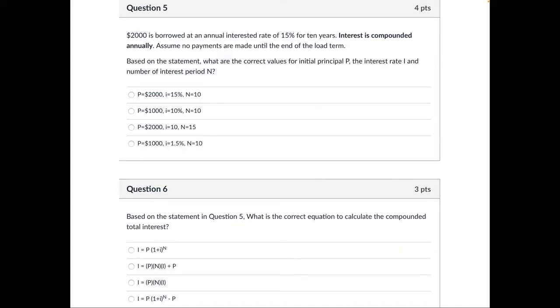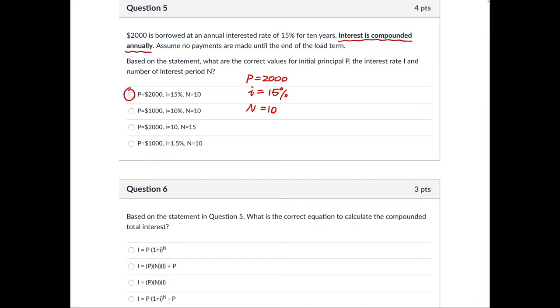Another question, it's basically the same numbers, but it's compounded interest, okay? It's not simple interest, and it's compounded annually. So principal is still 2,000. And interest rate is still 15% because it's compounded yearly. So the yearly annual interest rate is going to be the right interest rate used. And then number of interest periods, again, it's compounded yearly, so it's number of years. So n is 10. Okay, and so it's 2,000, 15%, and 10.